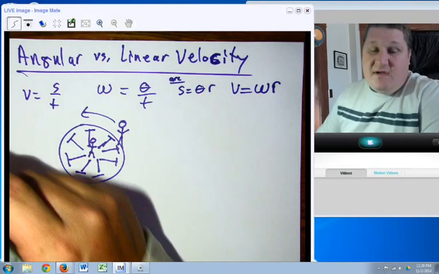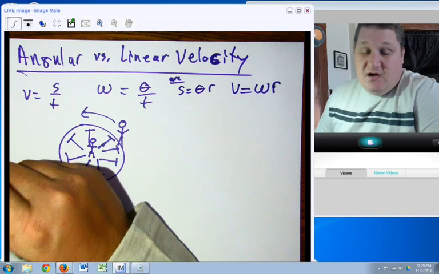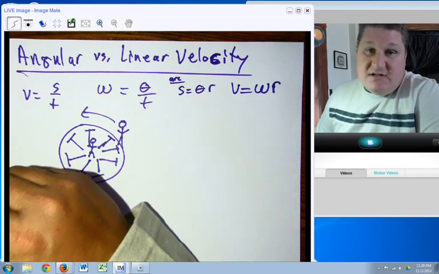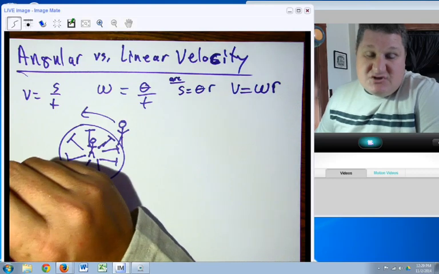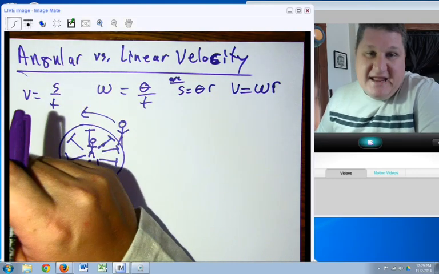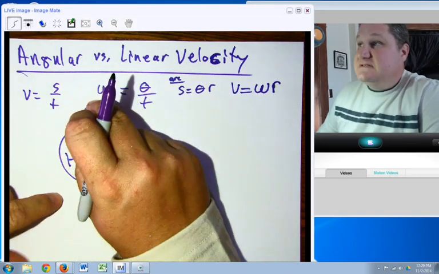Here we go. We have a lesson on linear versus angular velocity. Now, linear versus angular velocity is exactly what it says it is. Linear velocity would be velocity in a straight line. Angular velocity would be the amount of rotation per amount of time. So if we take a look, we have some formulas here.